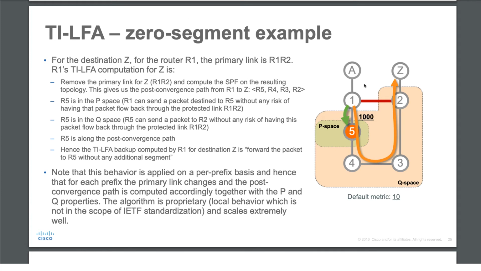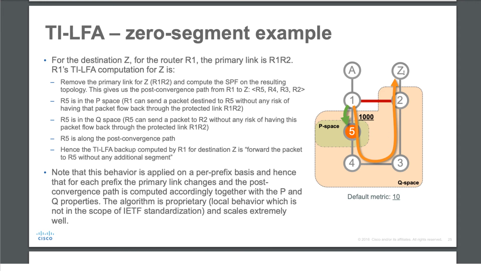If you take a look at this topology, A is our source and Z is our destination. Initially the shortest path, because we are using a link state protocol, between source and destination is the link between node 1 and 2. If anything happens to this link, it becomes our protected link. The link between node 1 and 5 has a metric of 1000, which is pretty high. So initially the system will always try to use the link between node 1 and 2 to send the traffic. But if the link between 1 and 2 fails, what happens? In that case, what is our P space and what is our Q space?